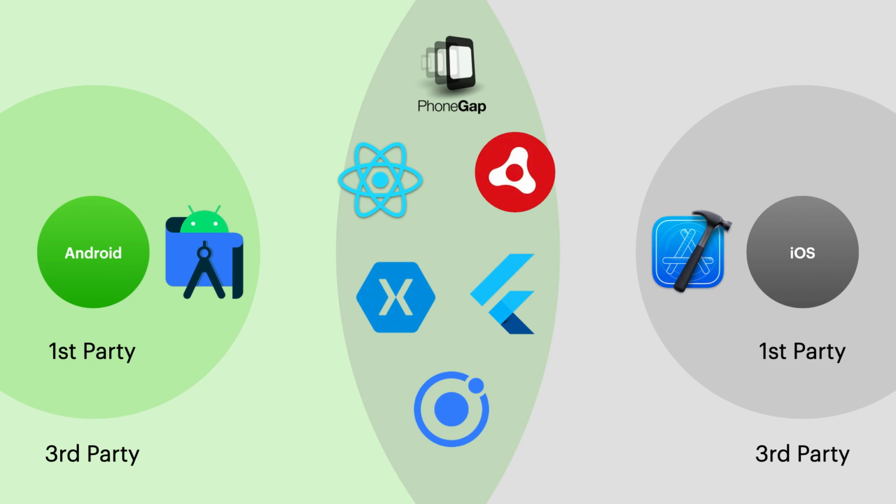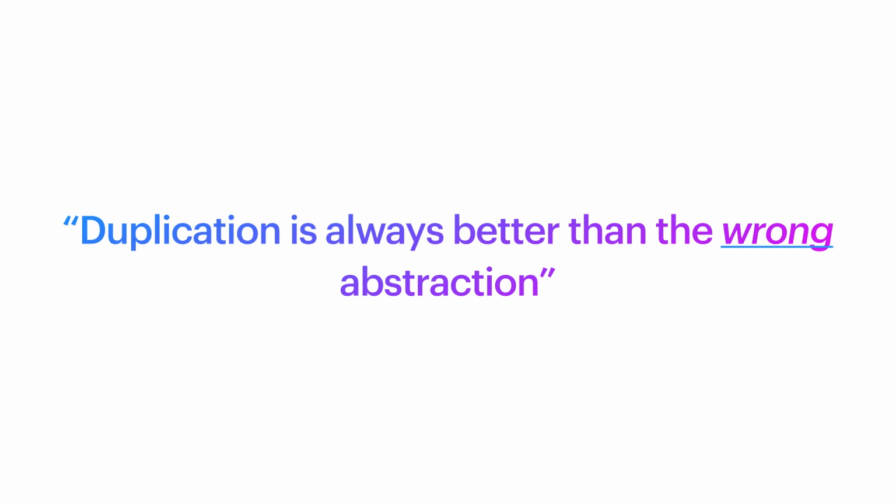On the outer orbit, you have third-party toolkits. In order to be able to share the code between the platforms, they had to intentionally gravitate away from the operating system out of necessity. As a result, what you get is layers of abstraction on top of abstraction just to share a bit of code. To a level, I might say these cross-platform toolkits really went too far. I'm a believer in this quote: I believe that duplication is always better than the wrong abstraction.